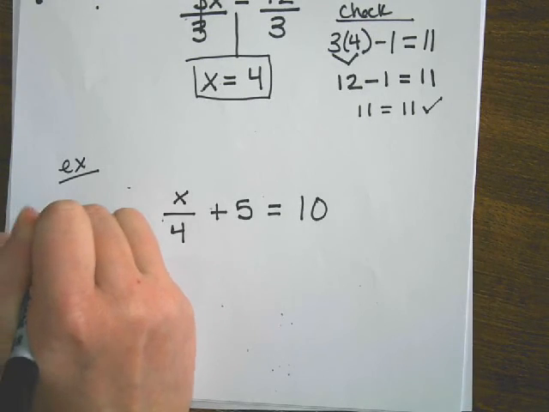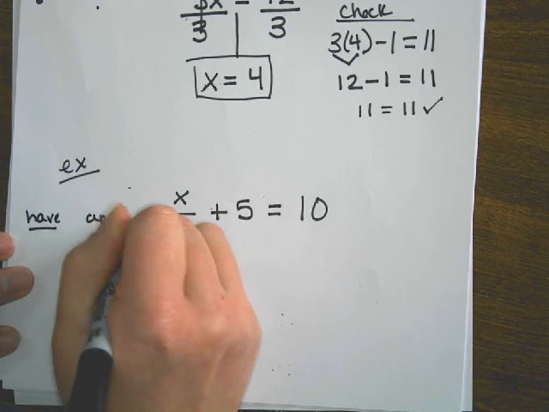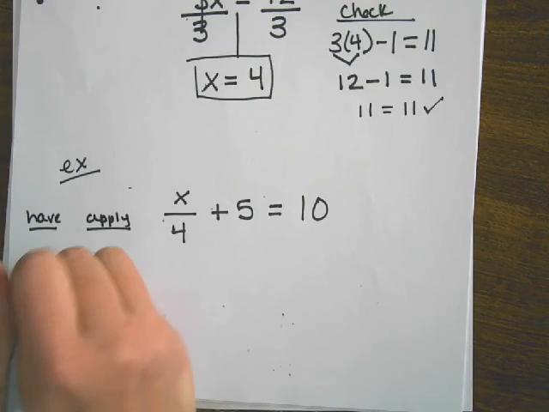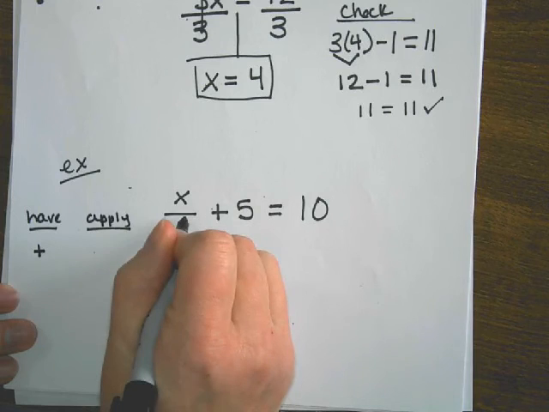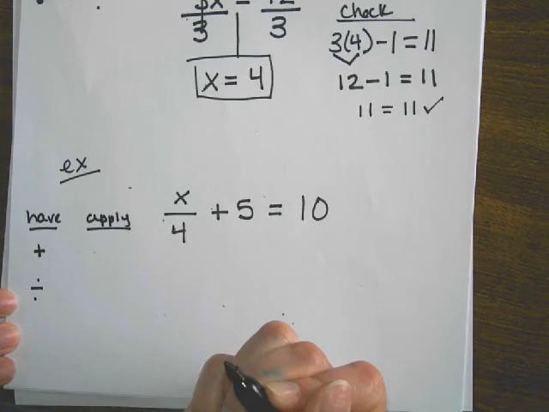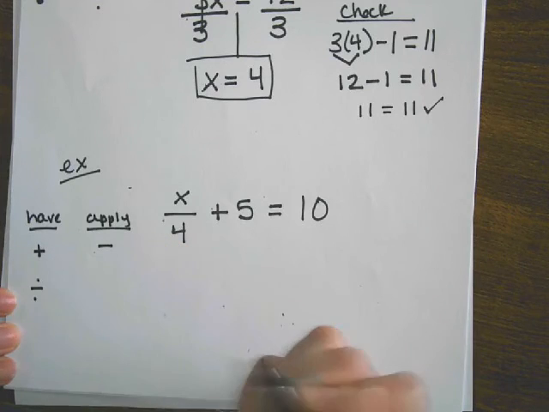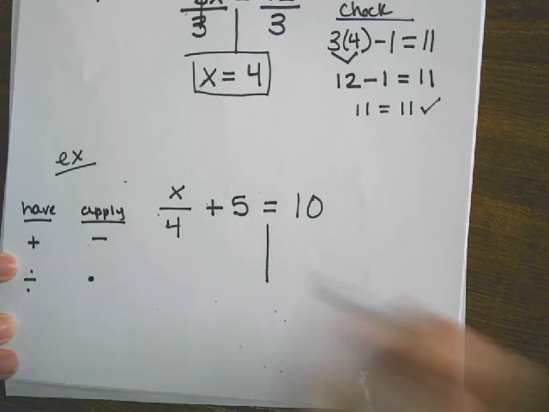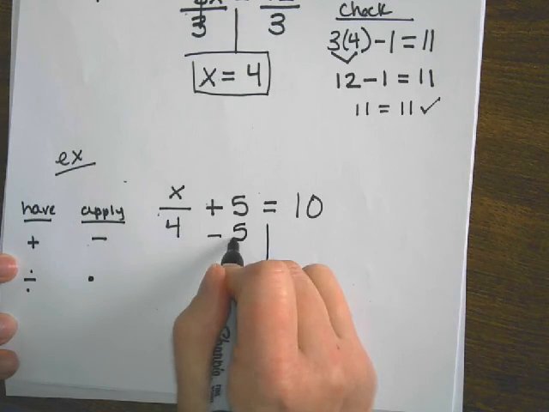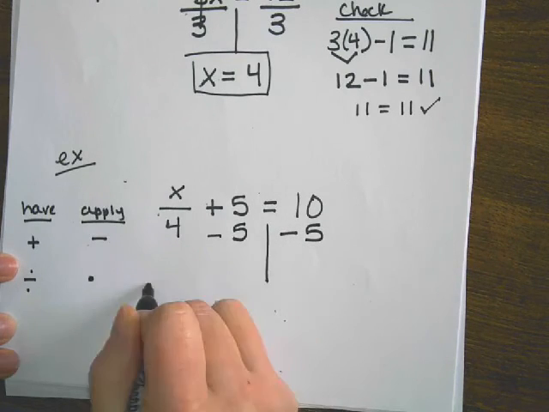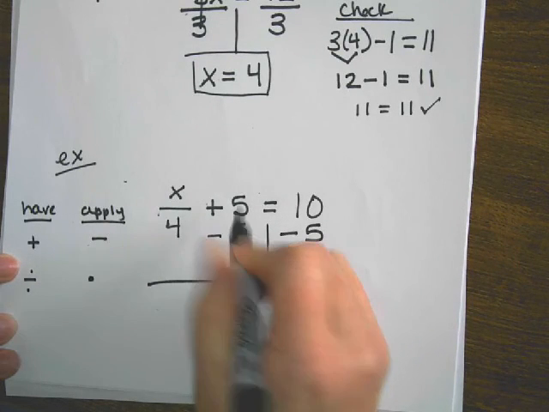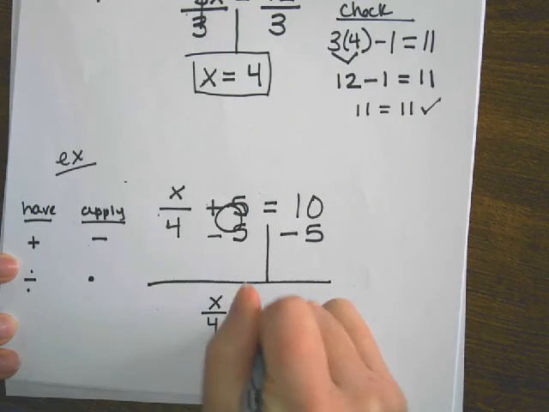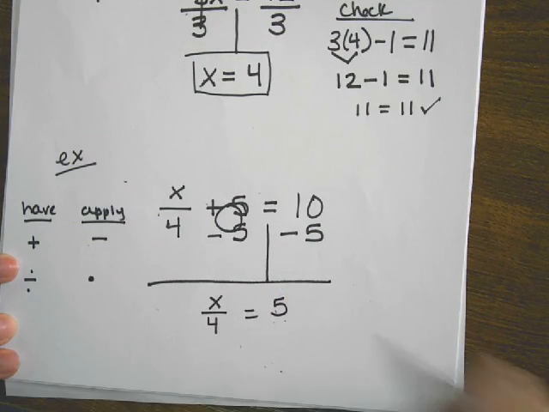So I come over here and I make my chart. Okay, I have two operations here. I have addition, and remember I always start away from the variable, and I have division. So I'm going to need to apply subtraction and multiplication. So first thing I'm going to do is subtract 5 here. So if I subtract 5 there and I subtract 5 there, okay, 5 minus 5, 0. Bring down my x divided by 4. So I have x divided by 4 equals 10 minus 5, which is 5.